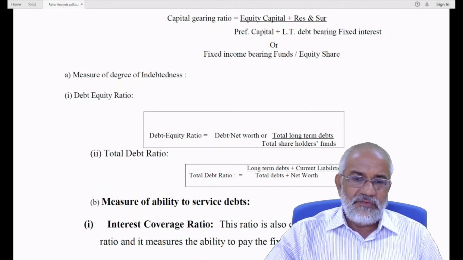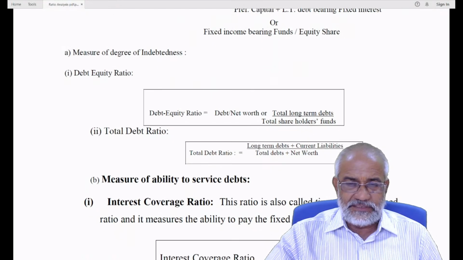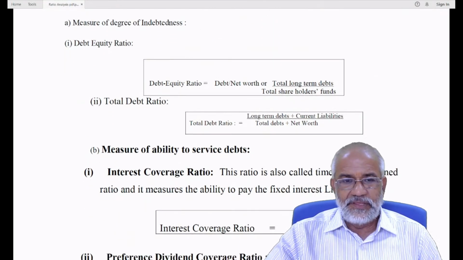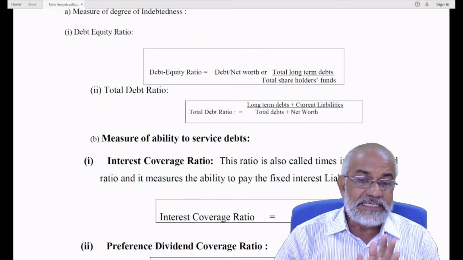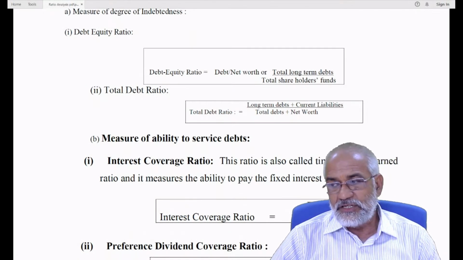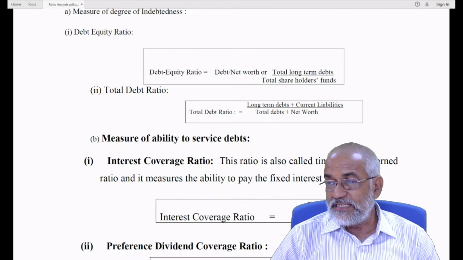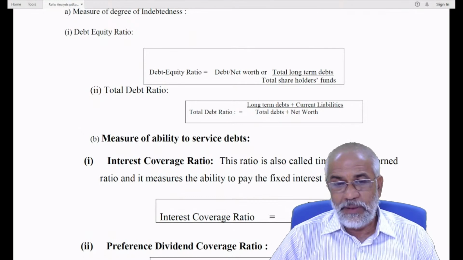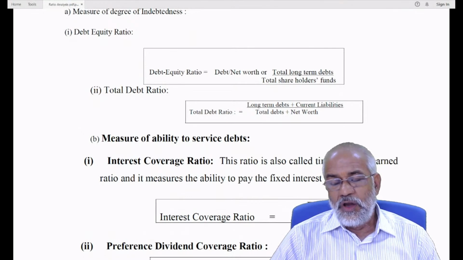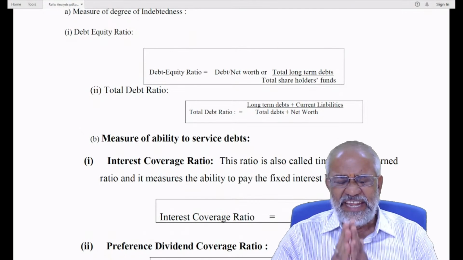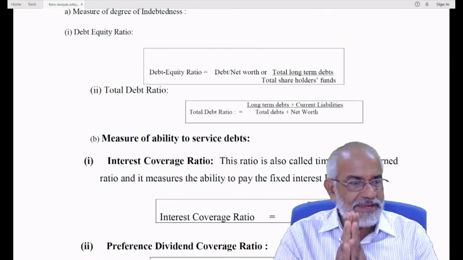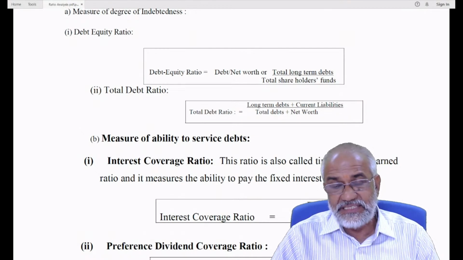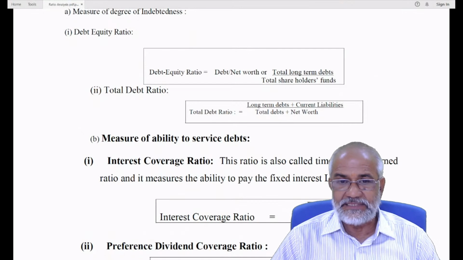Then, the measure of ability to serve the debts, or service of debts. There are about three ratios coming under this category. One is the interest coverage ratio. That means to what extent the organization is capable of paying the interest on various loans taken from the banks and financial institutions.